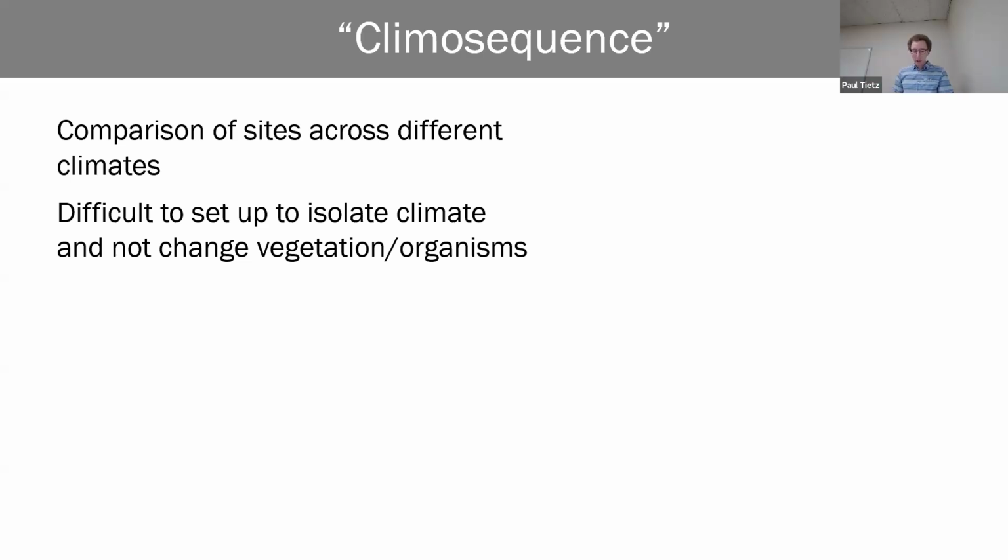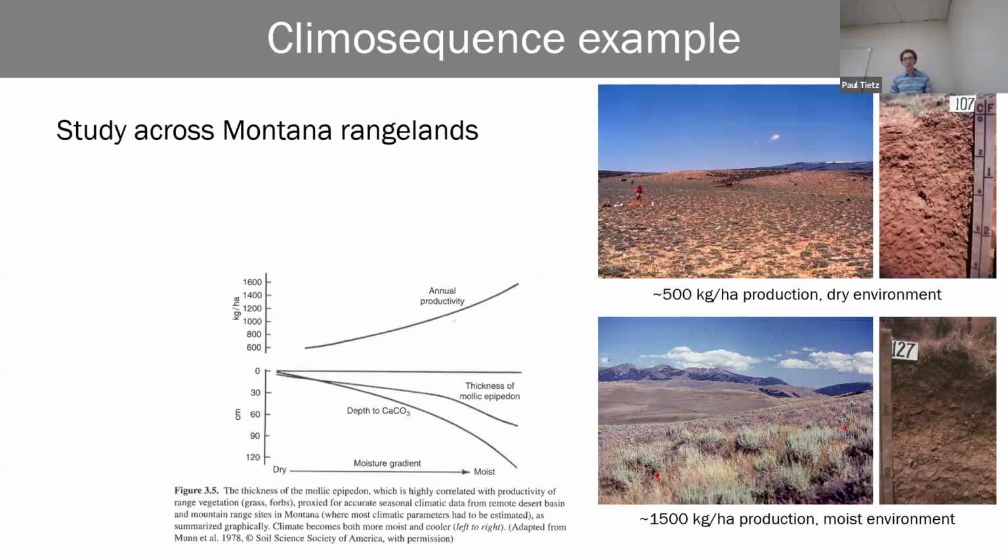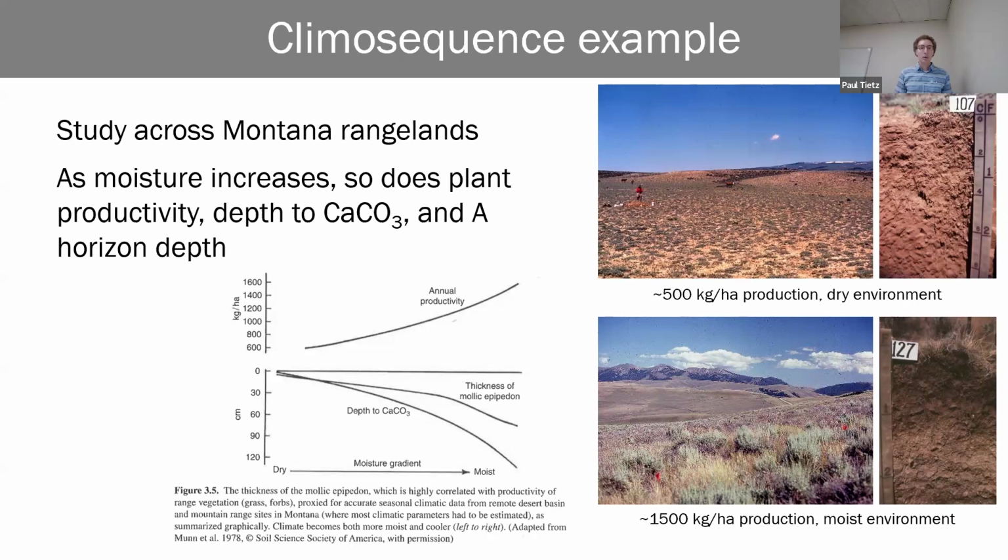Really kind of the best one that we have to work with, or at least a classic example of a climo sequence, is a classic study right back in the day across rangelands in Montana, where we keep, relatively speaking, all the other soil forming factors constant. The only difference across this landscape gradient, if you will, is the amount of rainfall. So in general, what we see here, as the moisture is increasing, so does the plant productivity. Moisture gradient here on this figure goes from dry on the left to moist on the right.